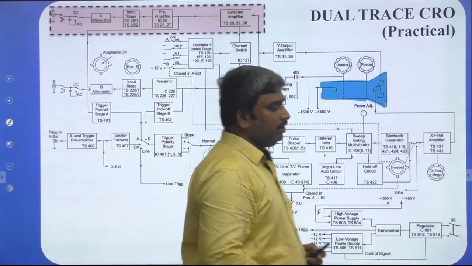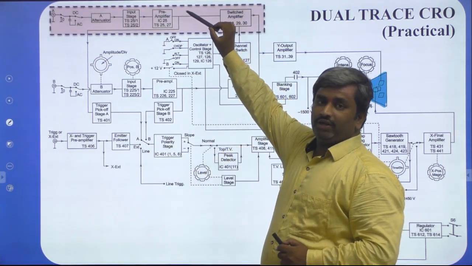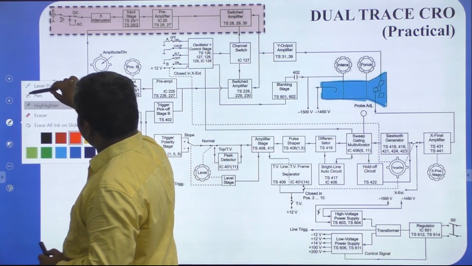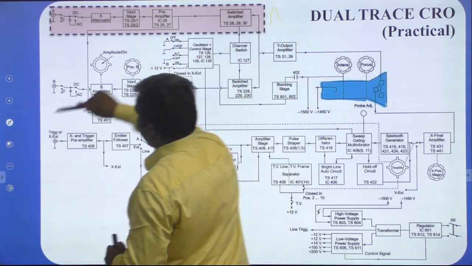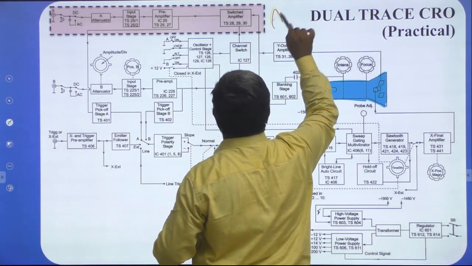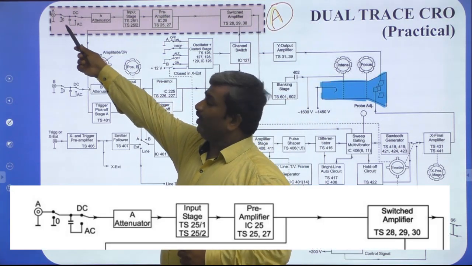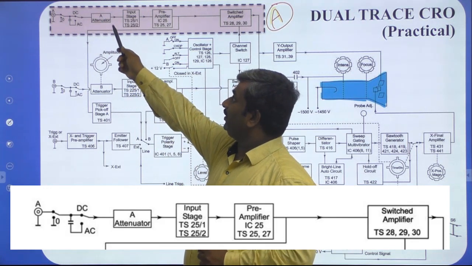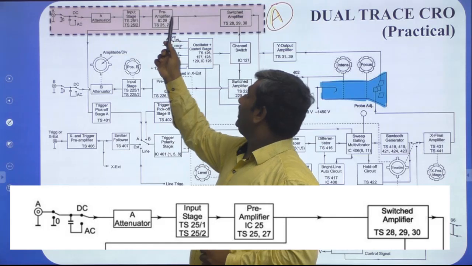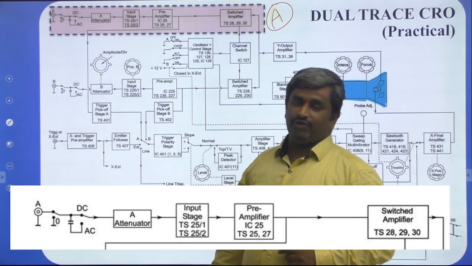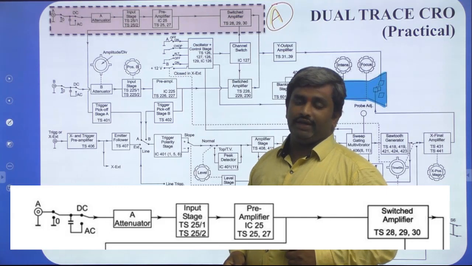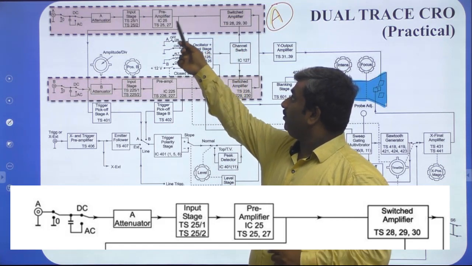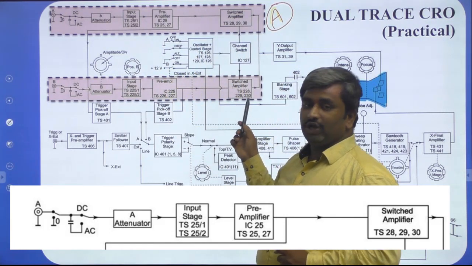The first one is the Y channel amplifier, that is channel A. In this channel A amplifier, we have the channel A input probe, and after the probe connection we have an attenuator, next the input stage, the pre-amplifier, and the switched amplifier. This is the channel A amplifier related block, and the same blocks will be available for channel B also.